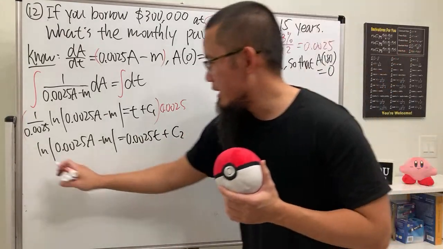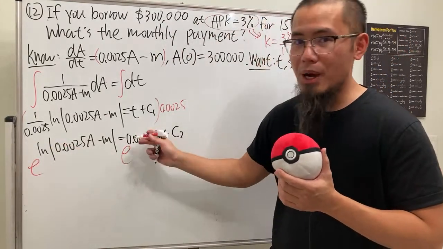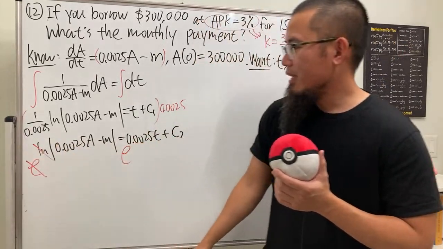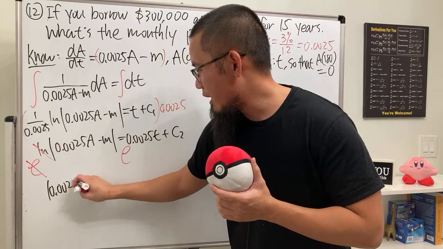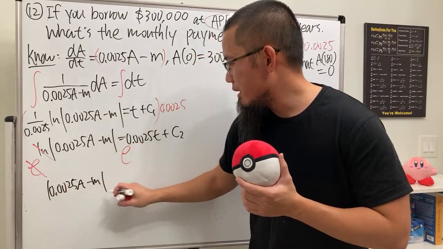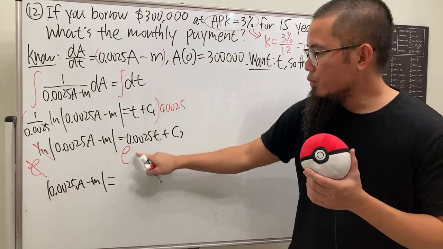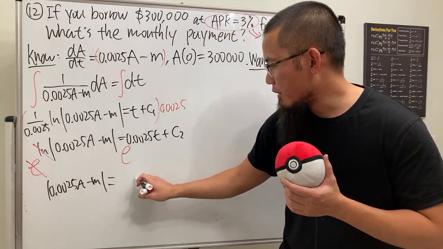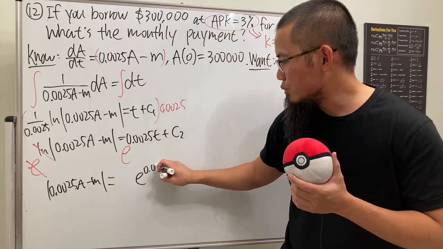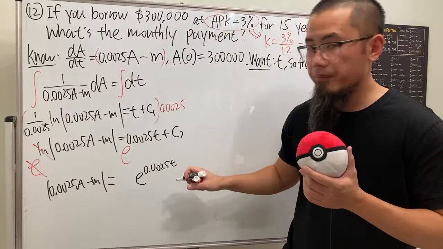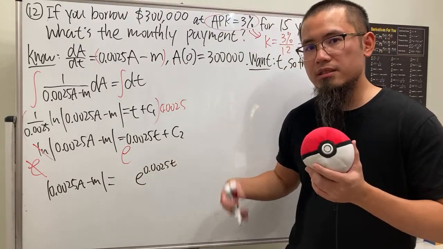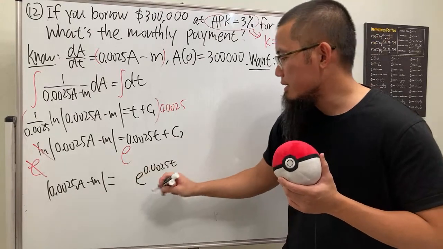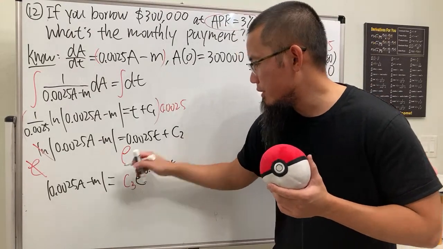And then just continue. We do e to the power, so that this and that cancel. And we see that we have the absolute value of 0.0025 A minus M. E to this power stays because that's the function part. So we have e to the 0.0025 t. We multiply by e to the C2. e is a constant, C2 is a constant, so this to that is just another constant. So let's put down C3.